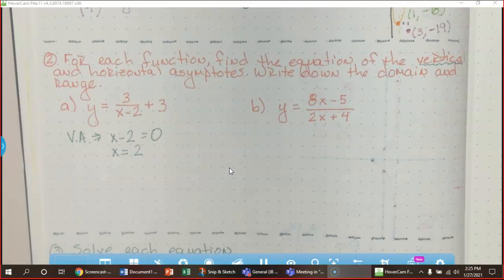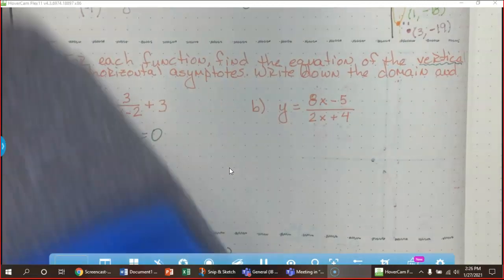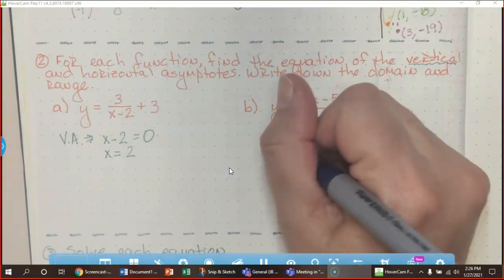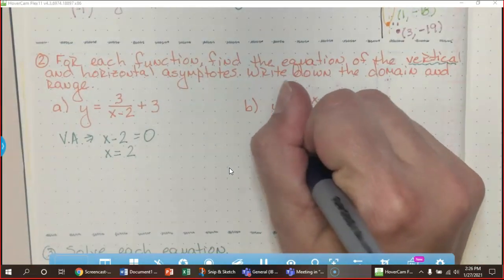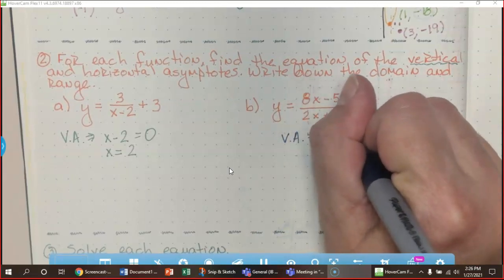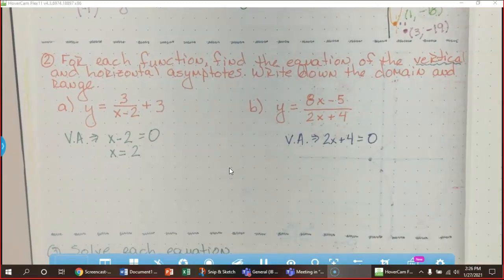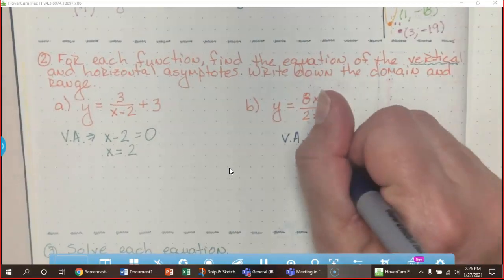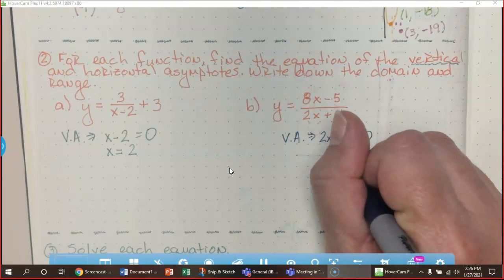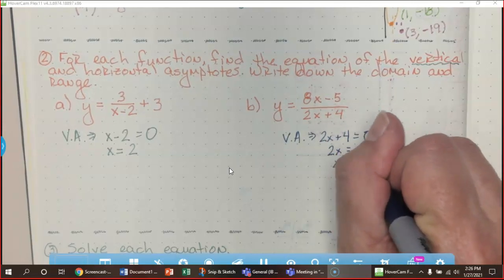What about for b? How am I going to find a vertical asymptote over there? I'm going to do the same thing. For my VA, I'm going to say, hey, that happens whenever 2x plus 4 equals 0. So then I get 2x equals negative 4, which tells me x equals negative 2.